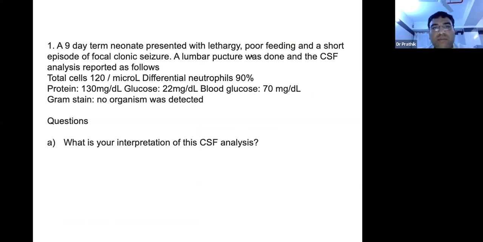So a 9-day-old term baby presented with lethargy, poor feeding, and a short episode of focal clonic seizure. Lumbar puncture was done and CSF analysis was reported as follows. Cells were 120, protein was 130. There was low glucose at 22. So what is your interpretation of the CSF analysis? It's a very straightforward and simple question. Yeah, it's meningitis.